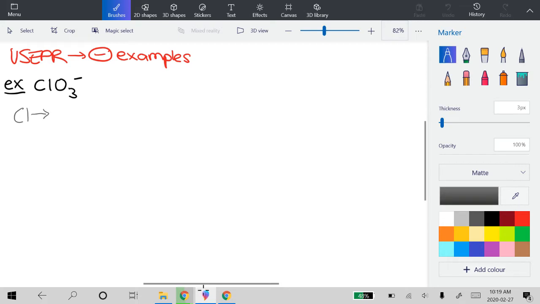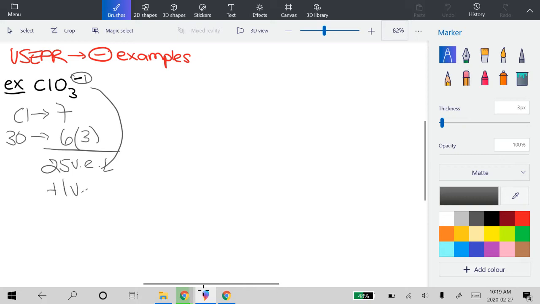Chlorine is group 7, or 17, so it has 7 valence electrons, and 3 oxygens, group 16, so 6 valence electrons for each of them, but there's 3, so it's 6 times 3. So that should be 25. But this negative means that it's gained another electron, and because there's no number there, you just assume it's a -1. So that means it has 1 extra negatively charged electron. So now our new total is 26 to work with. That's the only thing that is a bit different, just that first electron count. And for cations, remember you subtract because it's lost an electron.